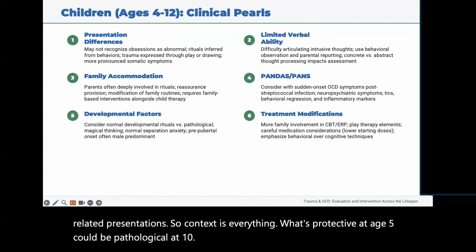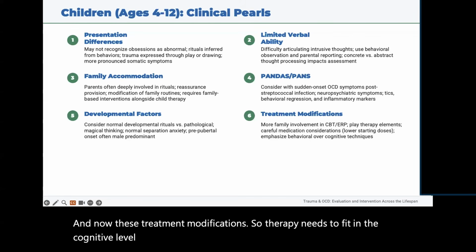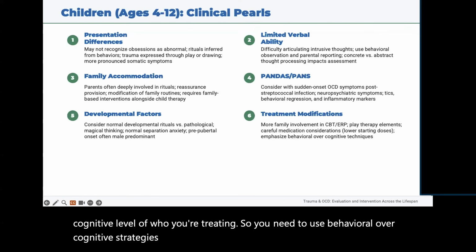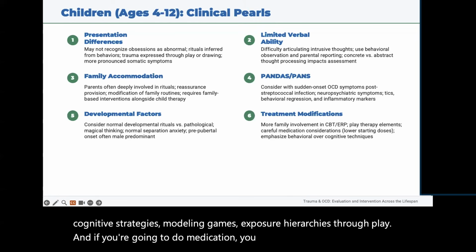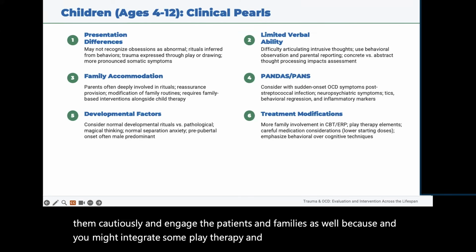And now these treatment modifications. So therapy needs to fit the cognitive level of who you're treating. So you need to use behavioral over cognitive strategies, modeling, games, exposure hierarchies through play. And if you're going to do medication, you start at lower doses and titrate them cautiously and engage the patients and families as well, and you might integrate some play therapy and the like.